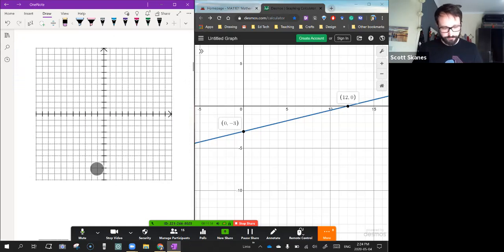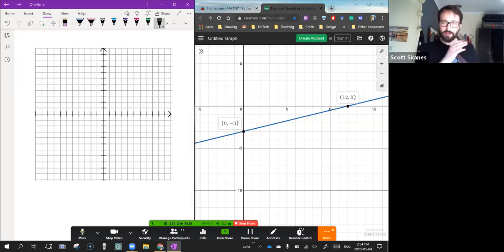Let me sketch it. Let me look at my graph. I want to go 12 to the right. I can see here 1, 2, 3, 4, 5, 6, 7, 8, 9, 10, 11. I don't even have 12. So let's go in groups of 2: 2, 4, 6, 8, 10, 12. I'll put a point right here. That'll be 12, 0. And then we're going to go down 3: 1, 2, 3, and put a point there. That'll be 0, negative 3, is that point. And once again, I'm going to connect those two.